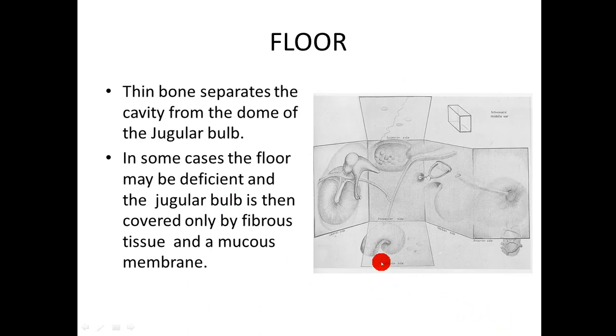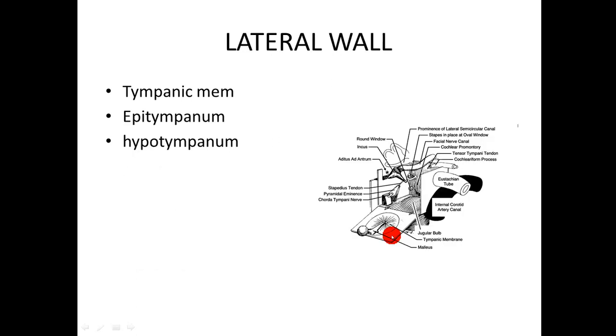Floor, if you see, this is the diagrammatic picturization of the middle ear. We have opened up the six-sided box, and you can see this is the floor, this is the roof, this is the lateral wall, this is the medial wall, this is the posterior wall, this is the anterior wall, like that. And the floor is formed by a bone which separates it from this structure. This is the bulb of the jugular vein, otherwise called the jugular bulb. Sometimes there will be no bone, only fibrous tissue between the vein and the middle ear.